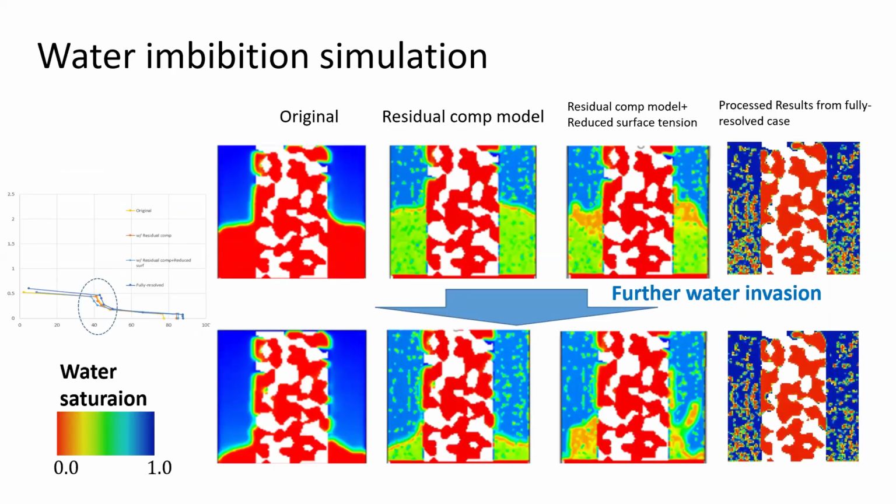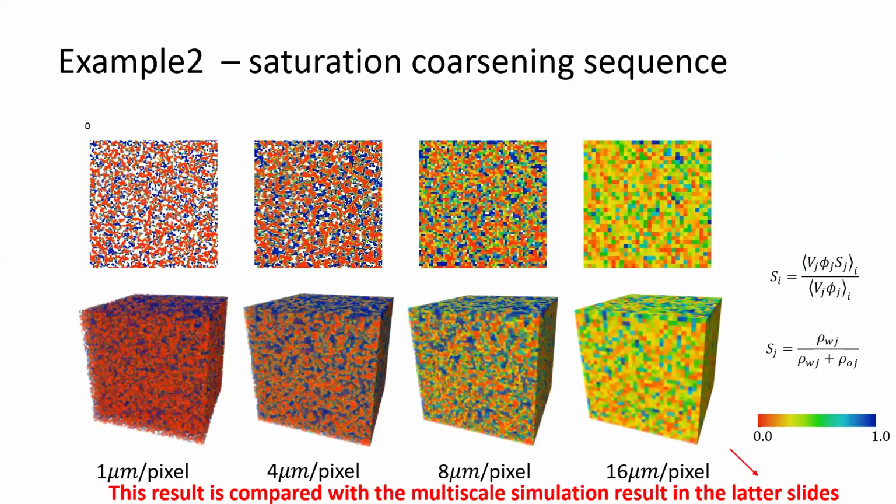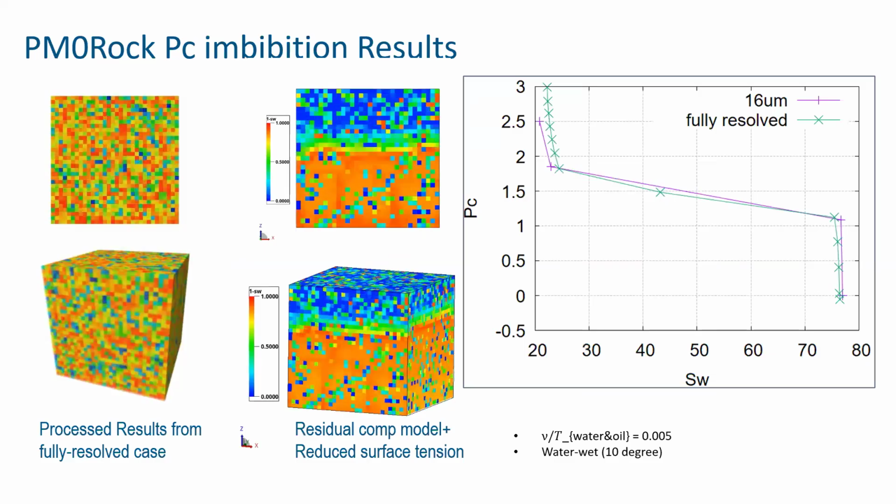That's good. But if we focus on the middle stage here, we see a lot of changes from the original case. And compared to the fully resolving case here, it seems to reach closer to this fully resolving case. The last one is the last stage of the invasion. So we capture some residual component here, while we capture this residual component on the coarse side. Yeah, so let me skip this second case.